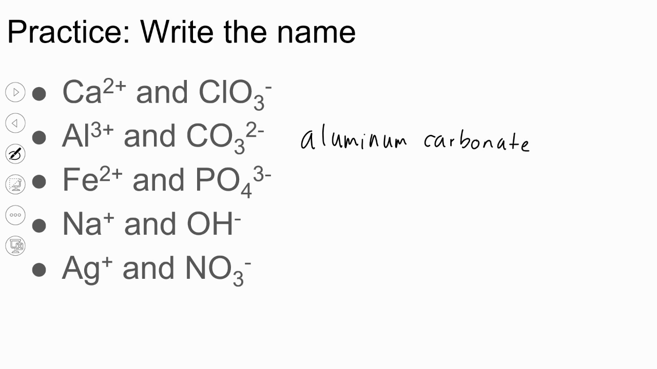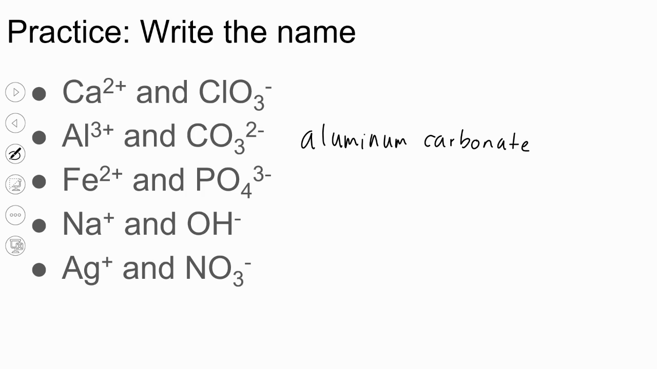Do we need the Roman numeral here? No. Why not? That's a special rule. Good. Aluminum is always 3 plus. So we don't have to specify. If I say aluminum, I know automatically that's 3 plus. That's why I don't have to write that. This is the last one.